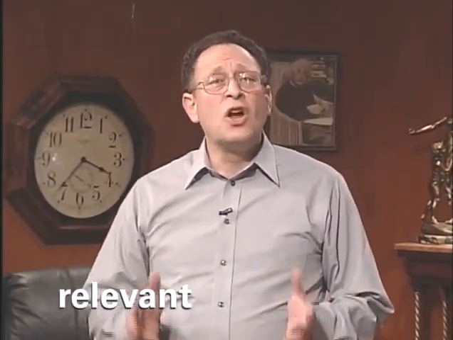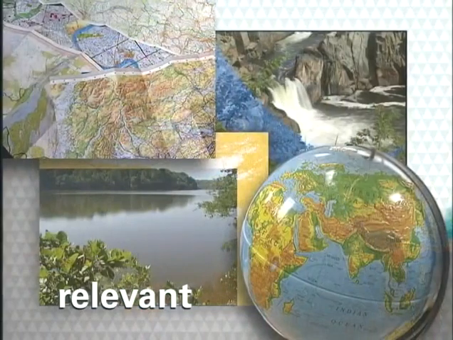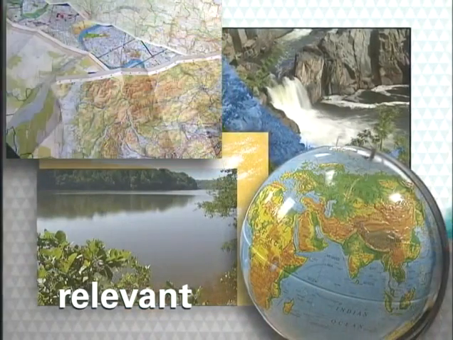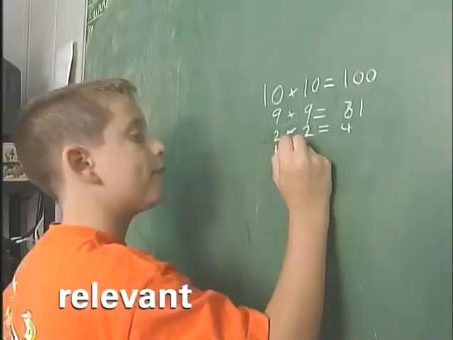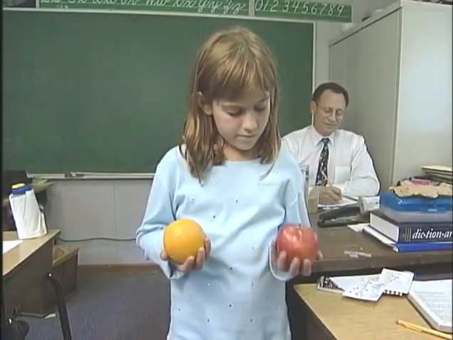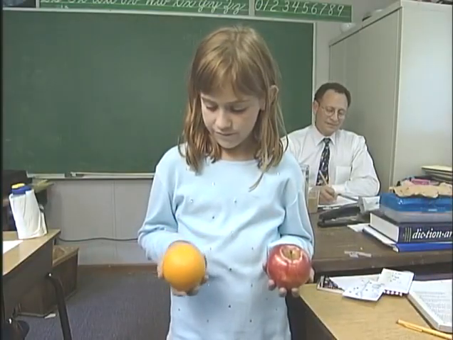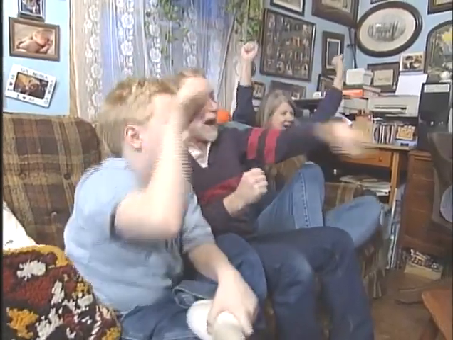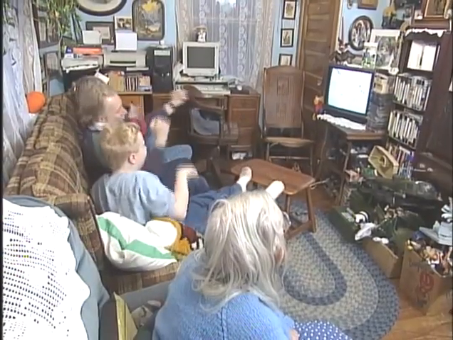Its definition is relating to the subject. If the subject is geography, maps, globes, rivers, and lakes are relevant. If we're talking about math, numbers, fractions, and multiplication tables are relevant. The word relevant has an antonym, or a word with an opposite meaning. The antonym for relevant is irrelevant. Usually, when people are talking about apples and oranges, they're considered irrelevant to each other. If you're watching the last period of the World Cup soccer game, most people would say everything in the world besides the game is irrelevant.